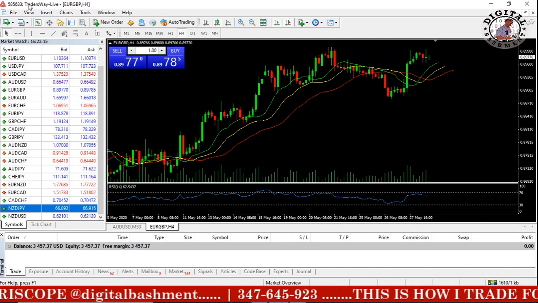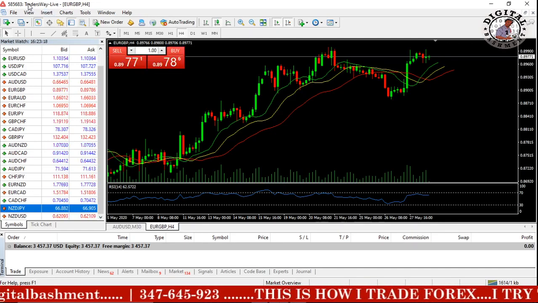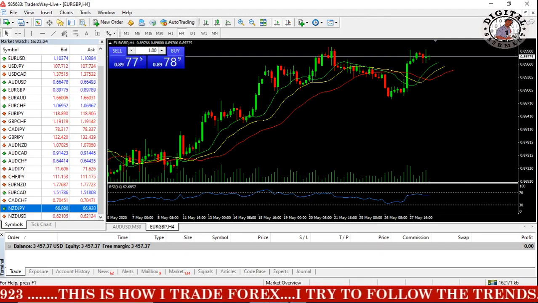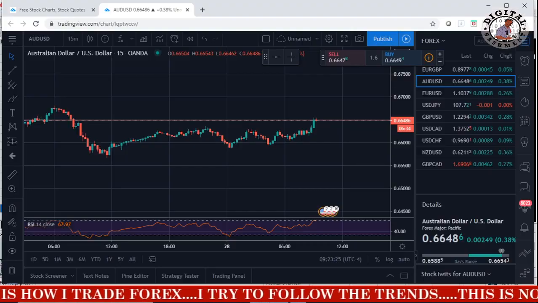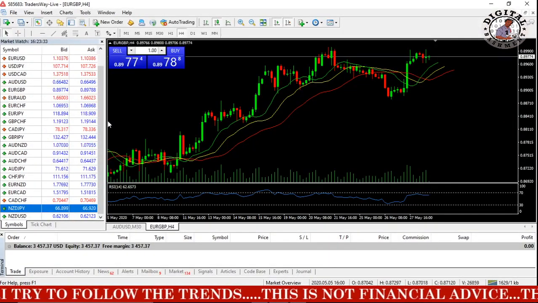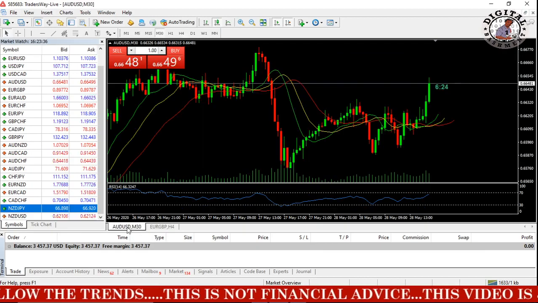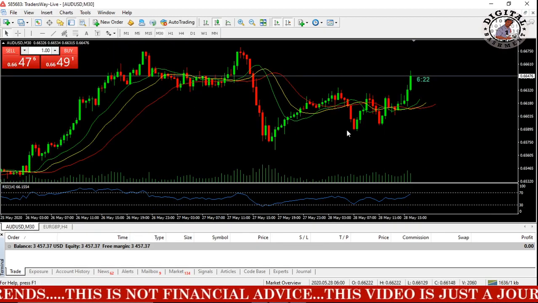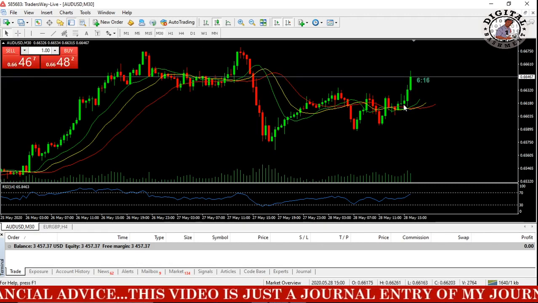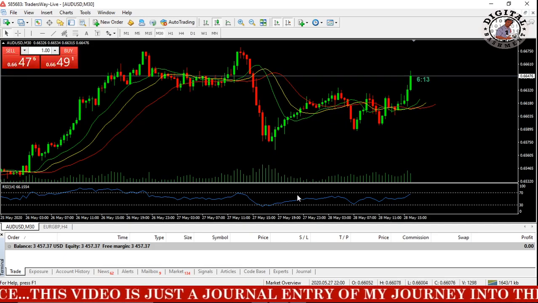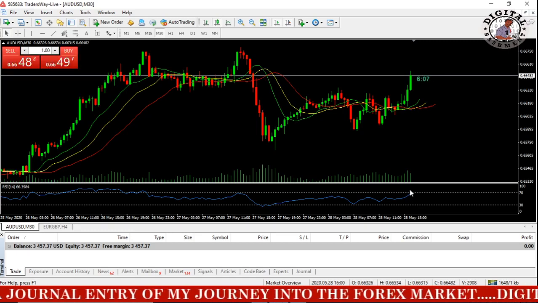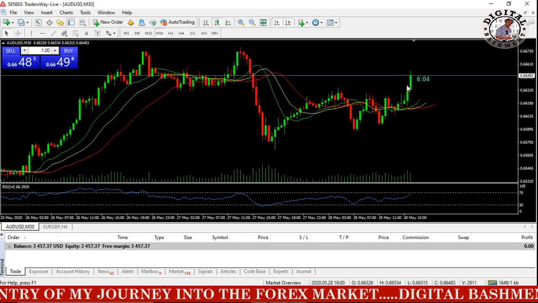I have Traders Way as my broker, and I'm trading on MetaTrader. So then I look for that pair there, which is Aussie USD. Here it is. Let's close this window. Aussie USD under the half an hour, we've been going up. Also try to pay attention to the RSI to see how high it is. Alright, so we're going to take a trade on this.